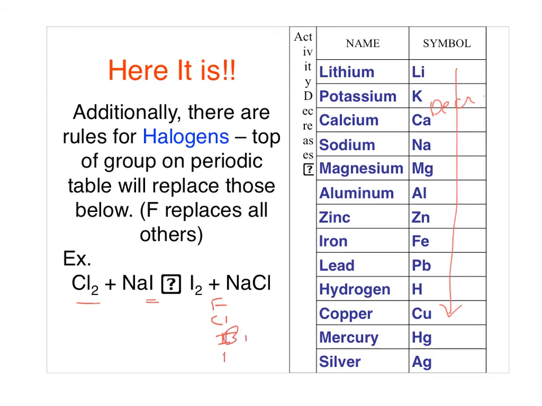Chlorine is more active than iodine, since on the periodic table, it's fluorine, chlorine, bromine, and iodine. That means that chlorine is more active than iodine. Since it's above iodine on the periodic table, it will kick it out and replace it, and we can see that it's been replaced here.